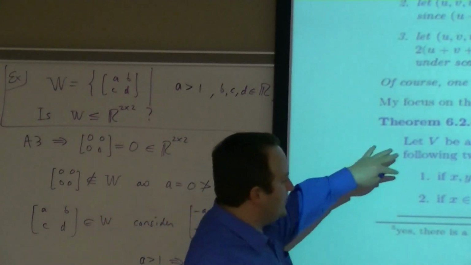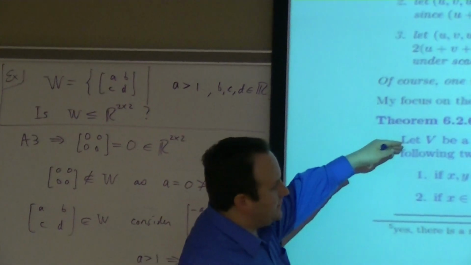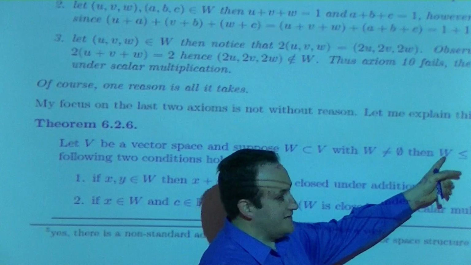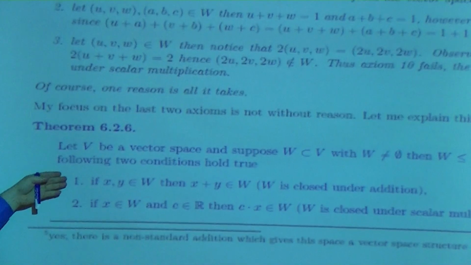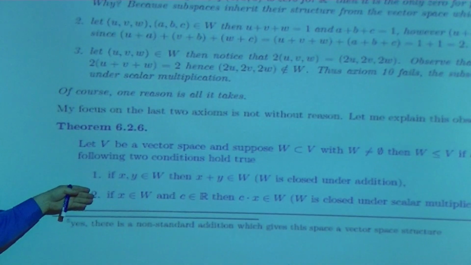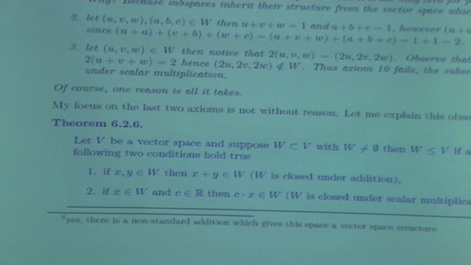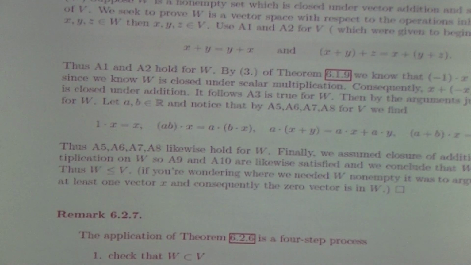I stated it last class. I want to go through the proof with you, not too quick. We have a vector space and a subset which is non-empty. Then that subset is a subspace if and only if the following two conditions hold true: it's closed under addition, and it's closed under scalar multiplication. Our definition of subspace is a subset which is again a vector space with respect to the inherited operations of the larger set, the superset if you like. The proof is kind of tedious, but let's look at it.